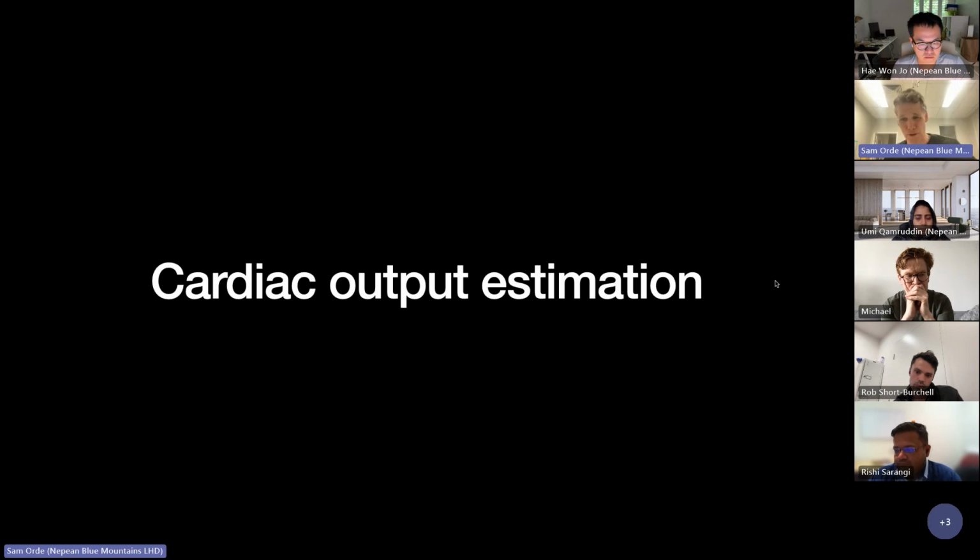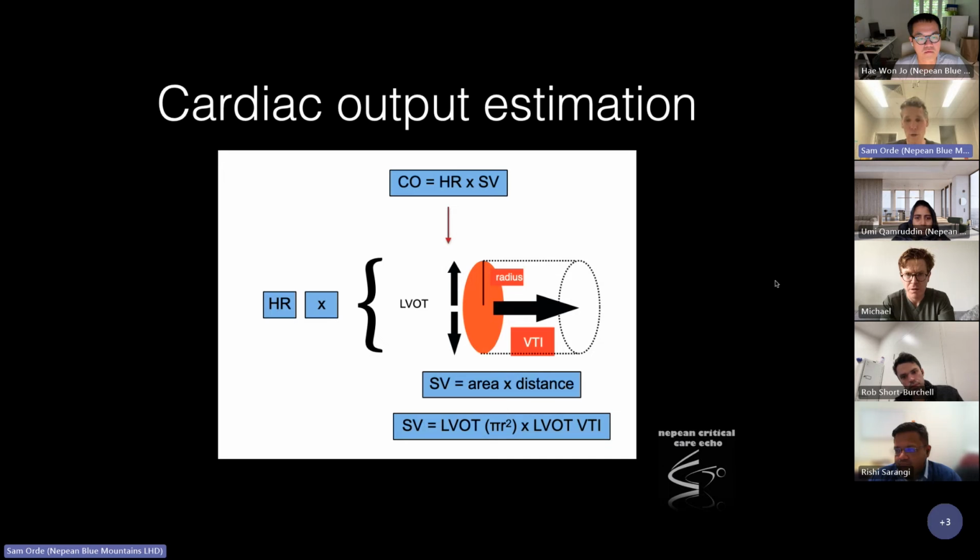So cardiac output, I think probably with this audience, I don't need to go through this too much, but just for completion, I might just rattle through it. So cardiac output is heart rate times stroke volume. Heart rate is obviously given to us when you connect your ECG dots. Stroke volume is made up by looking at the LVOT diameter. We then pretend that that is definitely a circle, and we can then estimate the area of that circle based on pi r squared or 0.785 times the diameter squared, whatever you want to do.